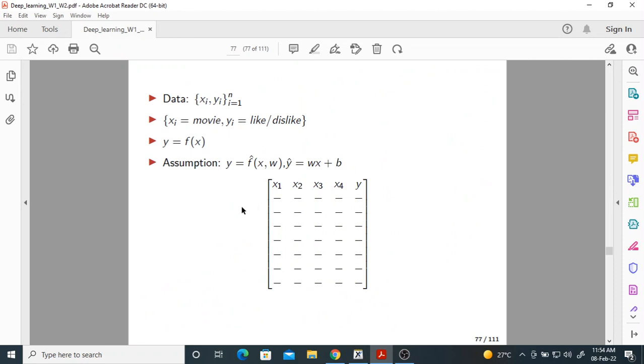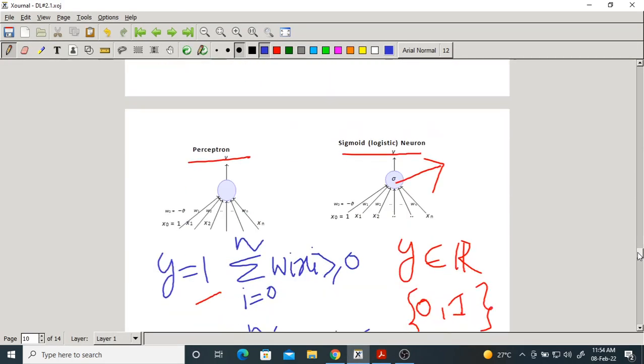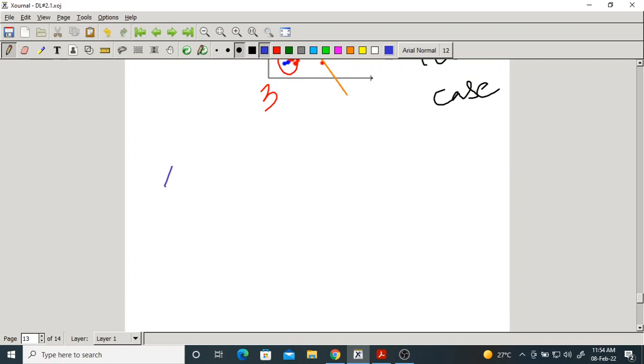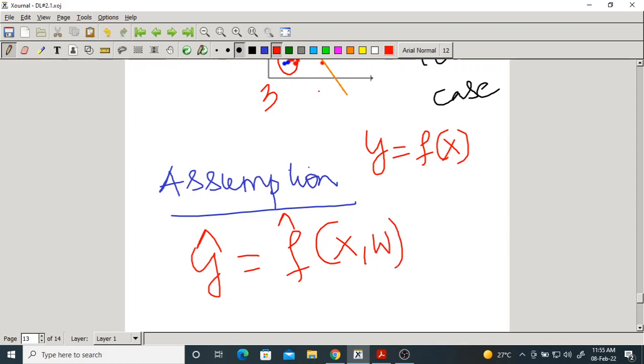But we assume that y is a function of x and w. This is my assumption, please remember. Actually, the true value is y equal to f of x, and we don't know what that relation between x and y is. So I assume a prediction: y bar is a function of x and w. Is it okay? Listen carefully.